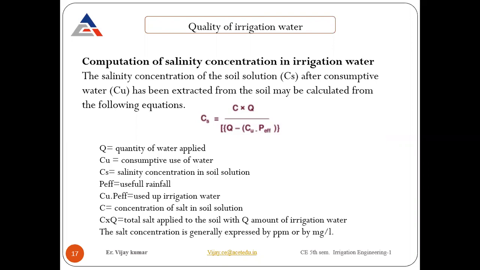Then Cu into P effective, that is the use of rainfall water into the Cu, the consumptive use, subtracted from the total water that we supplied to the field. We will get the value of the water which is supplied into the field through irrigation, not the rainfall. C is the concentration of salt in the soil solution. C and Q together is nothing but the total salt applied to the soil, the salt which comes through the irrigation water which we supplied.